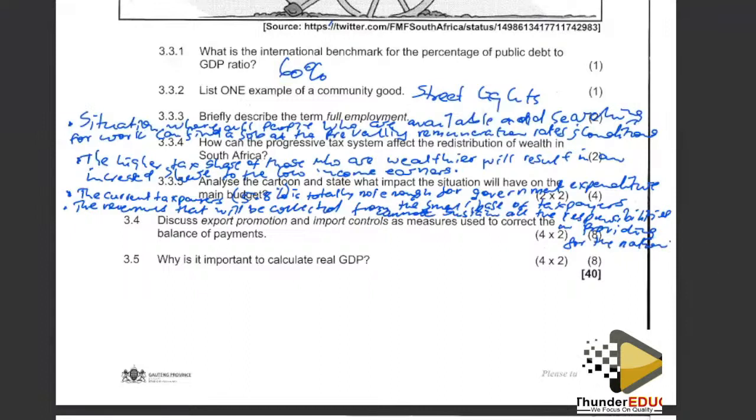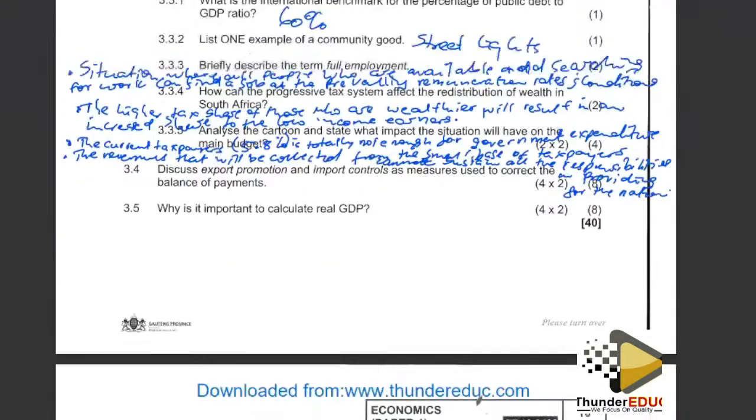At this level, now we have landed on question 3.4. Okay, right. So if we check 3.4, it says discuss export promotion and import control as measures used to correct the balance of payments. Under export promotion, we can say that imports will be discouraged as more locally produced goods are taken into account. Also, export promotion can be used to ensure that more goods and services are locally produced.